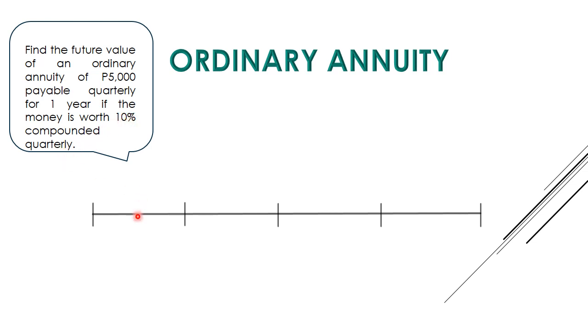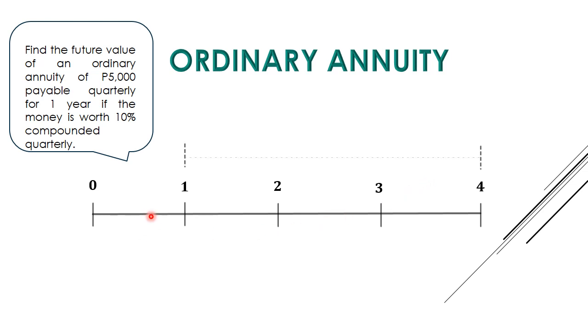Now we have here 4 periods since this is a quarter, so that would be 0, 1, 2, 3, 4. So the numbers there represent the quarters, the number of quarters. So this would be the first quarter, second, the third, and the fourth quarter.